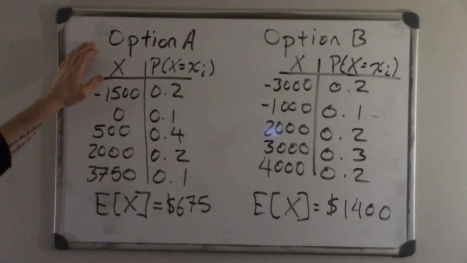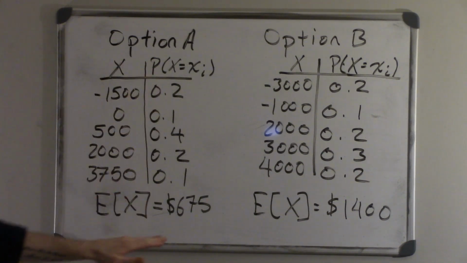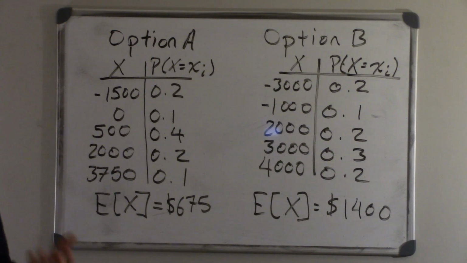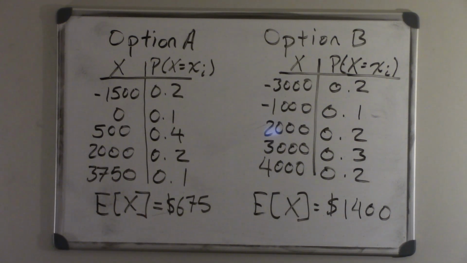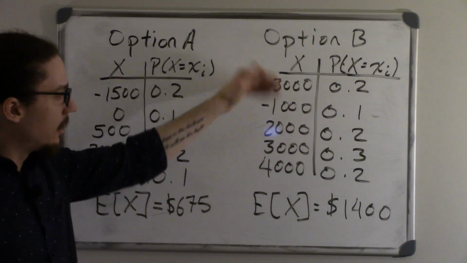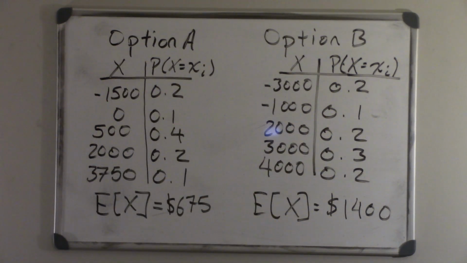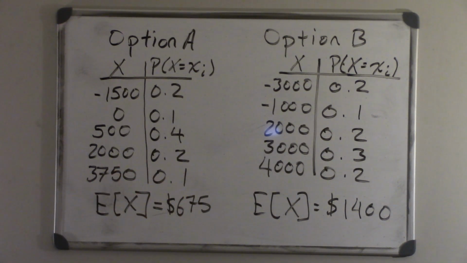So we've got option A. We see here we've got our different outcomes and our probabilities, and we see that we have an expected value. The expected value for the profit for option A is $675. For option B, again, we have our outcomes and our probabilities, and the expected value for the profit is $1,400 for option B.